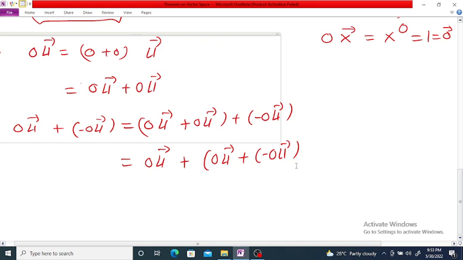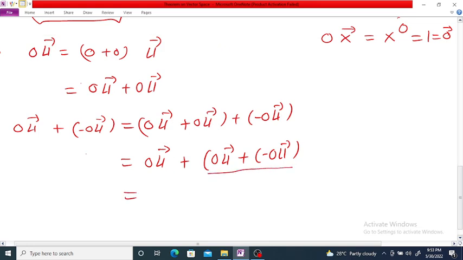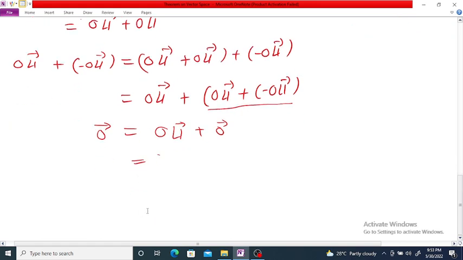Now here we add the additive inverse. So the output on the left hand side is 0 bar, and here also 0 u bar plus 0 bar, and this is nothing but 0 u bar, because if we add the additive identity to any vector, then we get the same output. So 0 u bar is equal to 0 bar. This is the first proof.